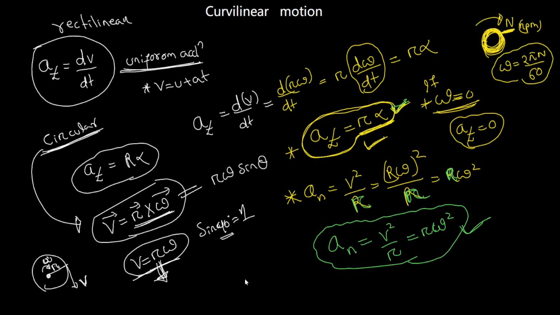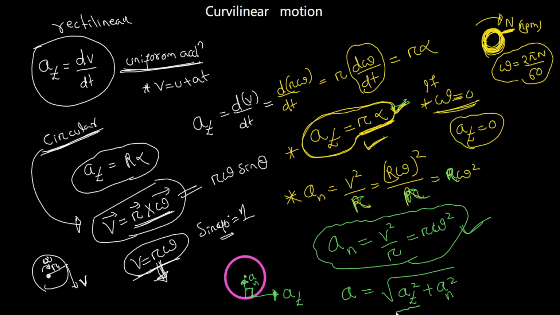See, in a curved path, suppose I'm taking a circle like this. This one is the tangential acceleration, and the normal acceleration is always towards the center. This one is an. These are perpendicular to each other. So from the parallelogram law, the resultant of these two accelerations will be root over of at square plus an square.